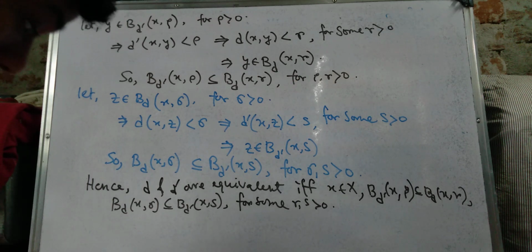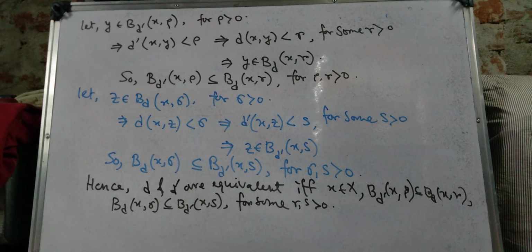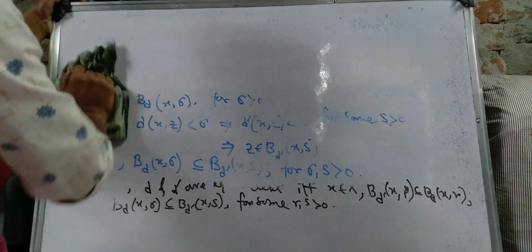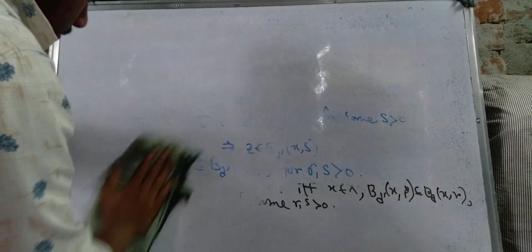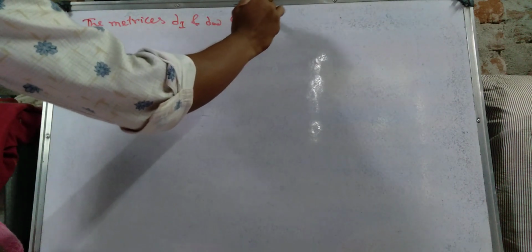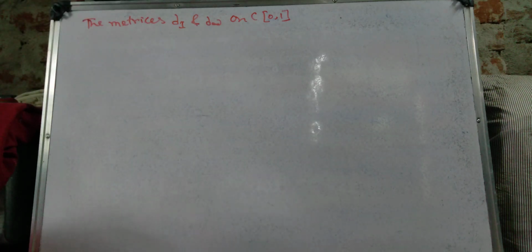Next, we also discuss some questions. The metrics d1 and d infinity on C[0,1] are not equivalent. Now we erase this portion and discuss these things.